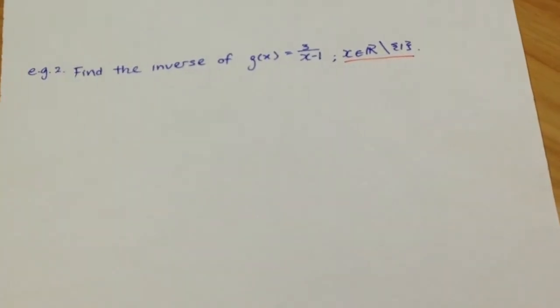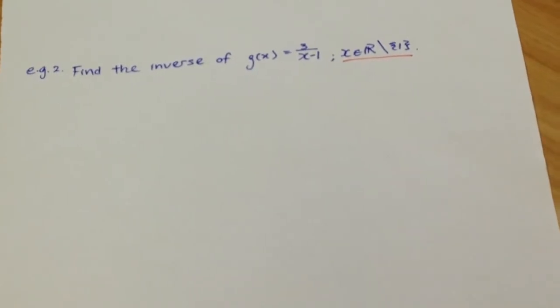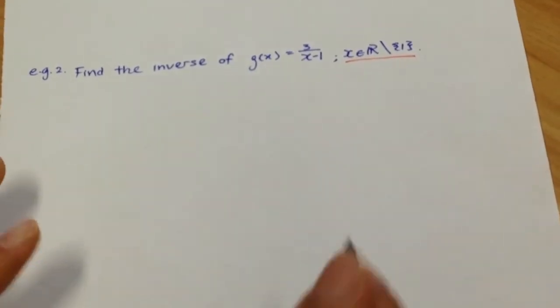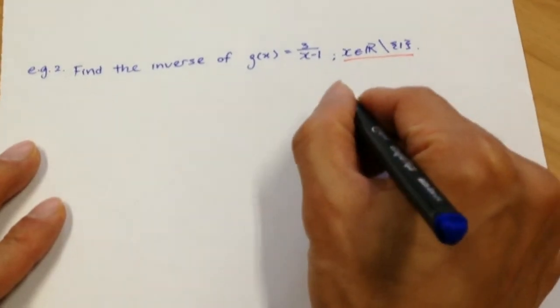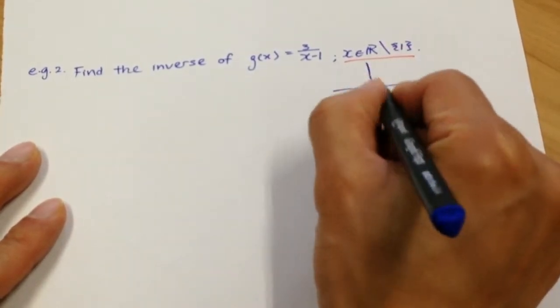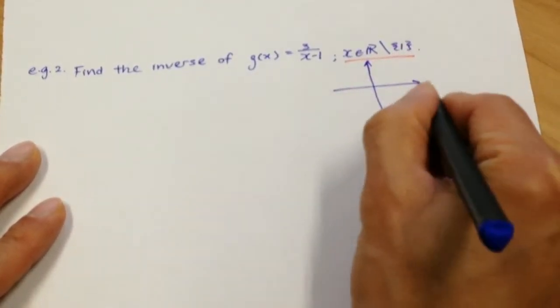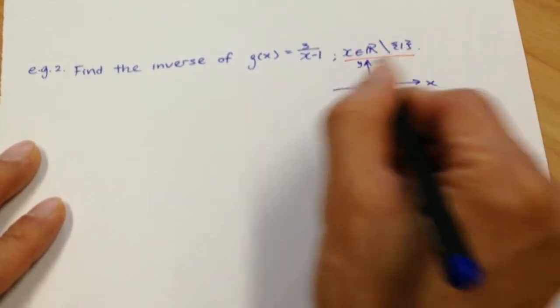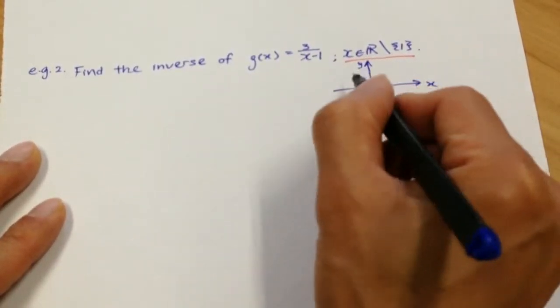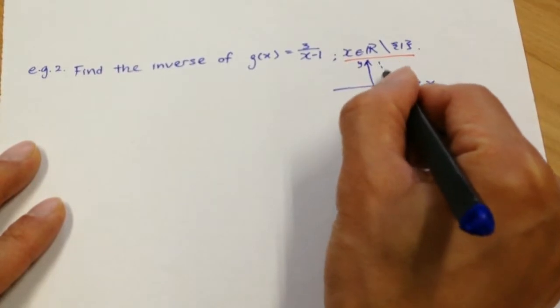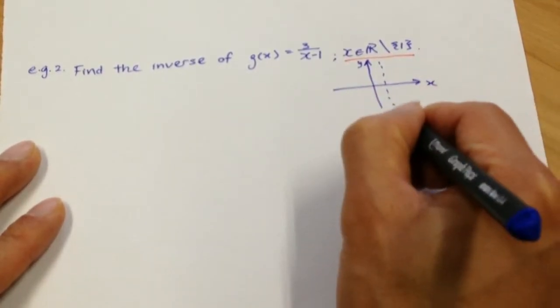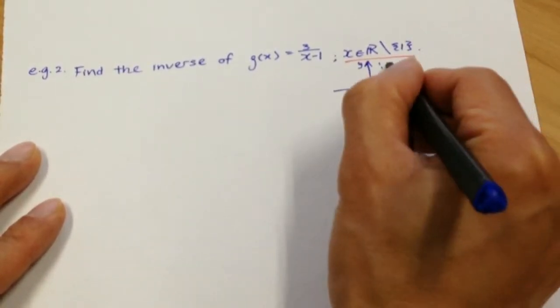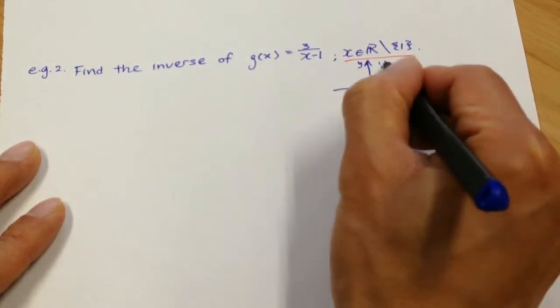Right, let's find the inverse of this particular function. Is it possible? Well, if you plot this function out, you will find that it will look like this. Here's x and here's y. X minus 1 here means that here is the vertical asymptote, x equal to 1, and the function looks something like this.